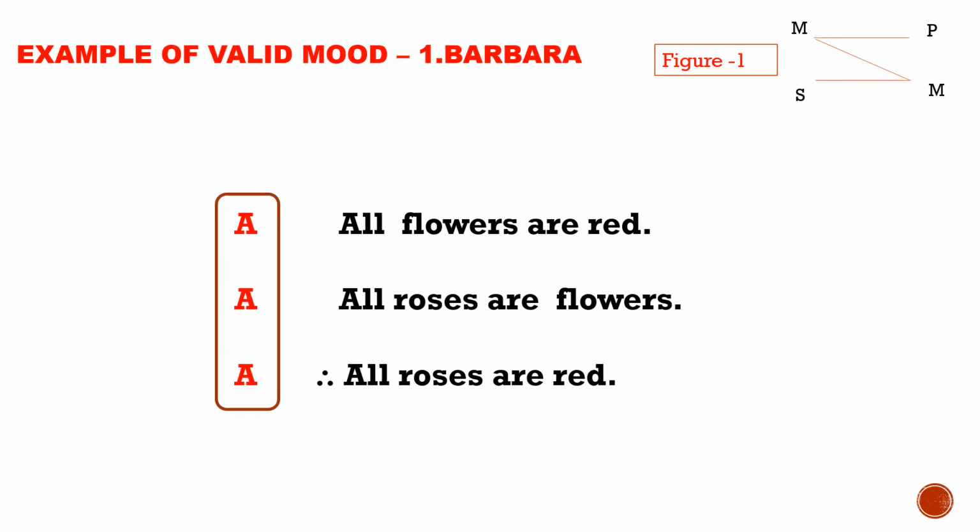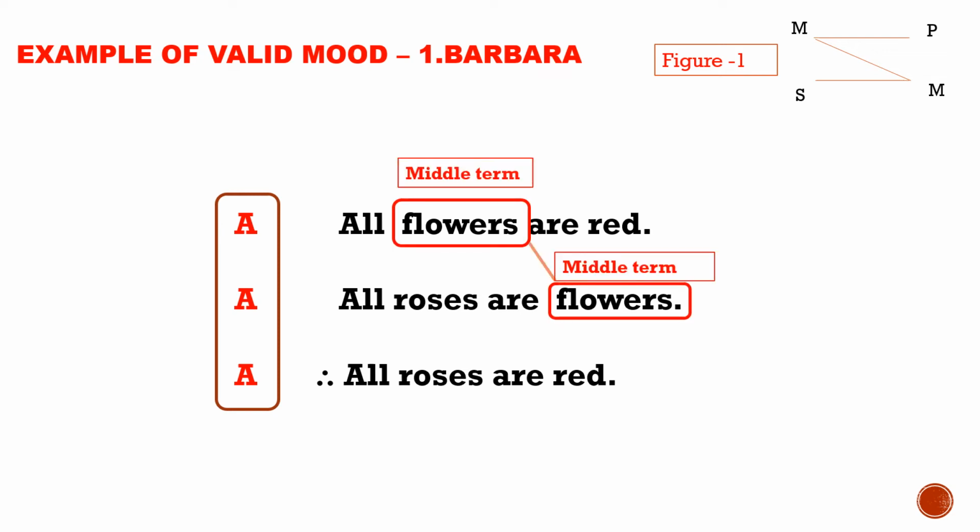Let us take an example of Barbara, that is the first valid mood of figure 1. A combination. All flowers are red. All roses are flowers. All roses are red. Here the middle term is flowers, the subject term is roses, and the predicate term is red. So we get figure 1, and this is the valid mood.